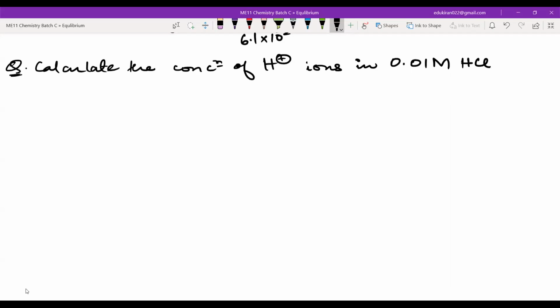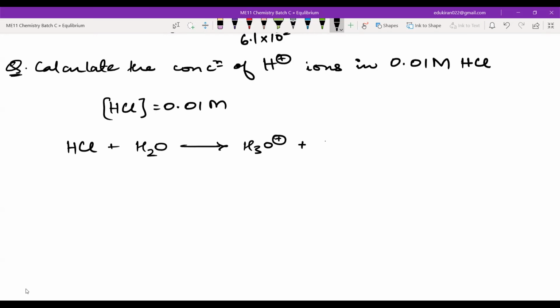So how are you going to write this? HCl is given as 0.01 molar. And HCl will react with H2O to form H3O positive plus Cl negative. So we have to calculate the concentration of H3O positive. Since HCl is a strong acid, it will dissociate completely. All the HCl that we have added in the solution will convert itself to H3O plus.